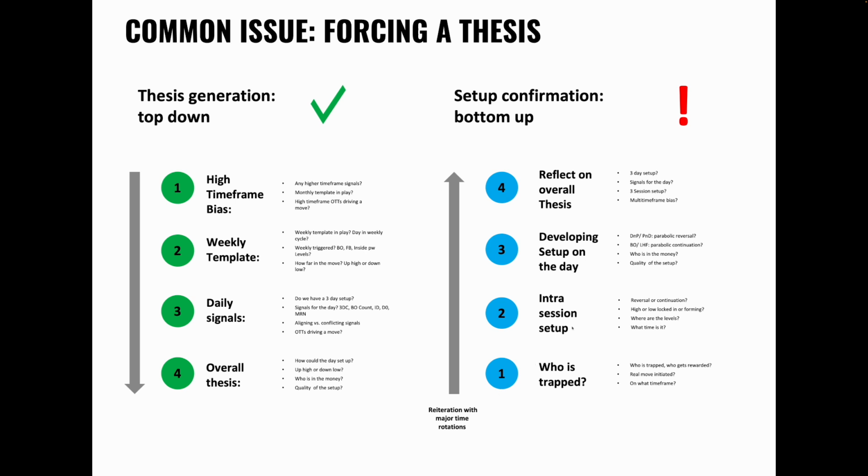Who is trapped? What is the intra-session setup? What is the developing setup on the day? Then you reflect on the thesis, and so on. And you do this as long as you really get full confirmation of everything. Once this all aligns and this fits to your overall thesis again, top down, documented, bottom up, developed new on the day, if these two things come together, then you are in the position of going ahead. You have green light, you take your trade.